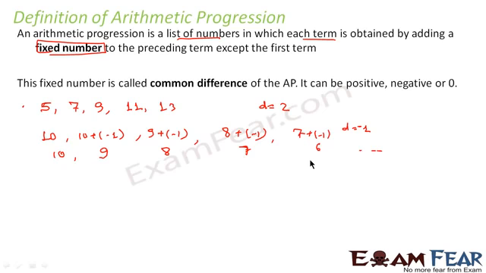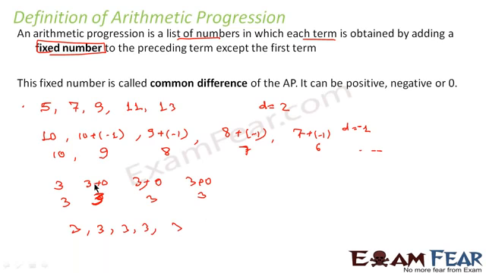So here the first term is 10 and the difference is negative. The difference can also be 0. For example, let's take a series starting with 3 and the difference is 0. The next number will be 3 plus 0, that is 3. The next number will again be 3 plus 0, because this number is 3. This will also be 3 plus 0, that is 3. So this is a constant series where all the numbers are 3. So here we say the difference is 0.